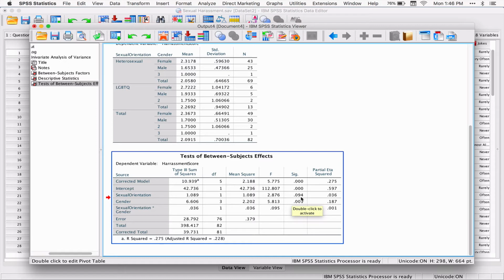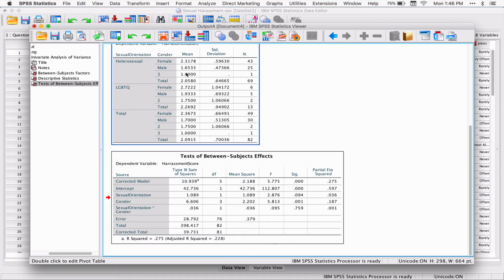Let's look at sexual orientation. It's not less than 0.05. We don't have a significant difference between, so for sexual orientation, we had heterosexual and LGBTQ, so you don't have a significant difference there. For gender, we had male, female, so we do have a significant difference there.